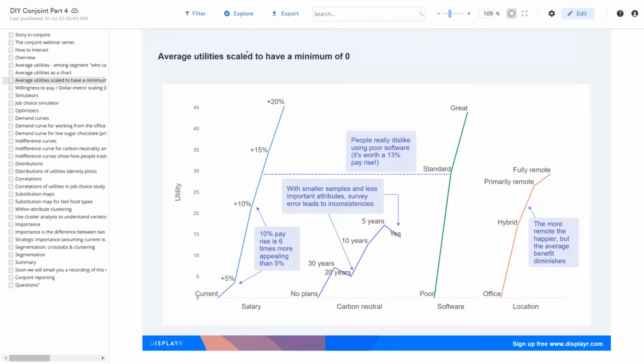And the last interesting thing that we see here is our location attribute. The more remote people are, the higher the utility. So working from an office full-time is the least appealing, 50-50 more appealing, primarily remote, which meant come to key meetings in the office, more appealing again, fully remote the most, but it's diminishing, right? We don't get a benefit from each one that's equivalent as we increase the level of remoteness.